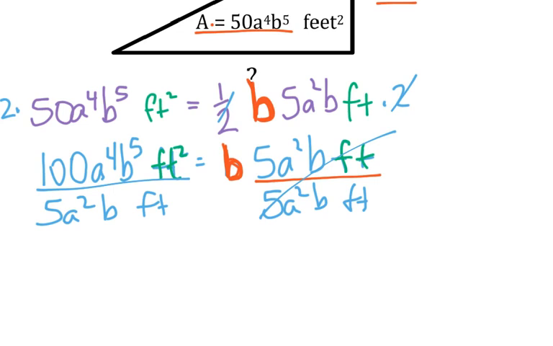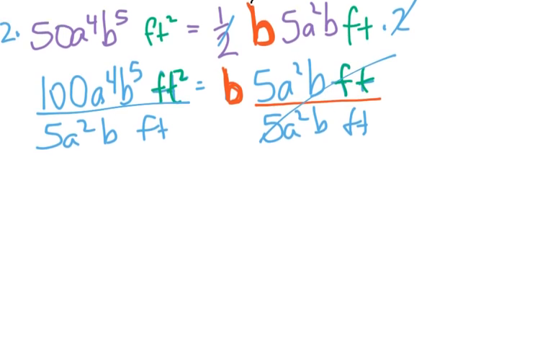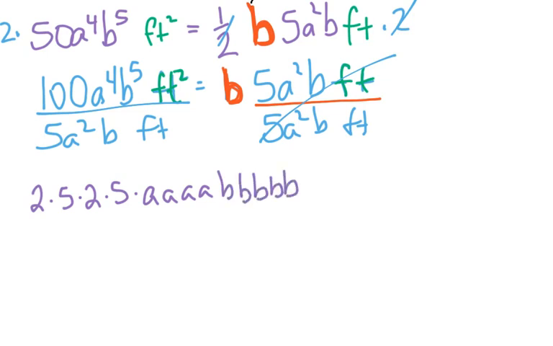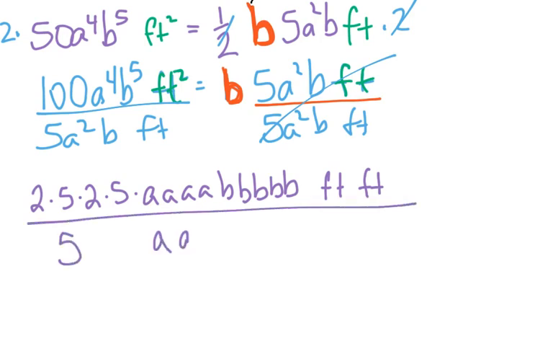So looking at what I have on the left, I have 100, which is 10 times 10. I've got a to the fourth, b to the fifth, and feet to the second, over 5, a to the second, b, and then feet. So I can go through and look and see what I can cancel. So 5, so I can cancel that. I can cancel some a's. I can cancel a b, and I can cancel feet.